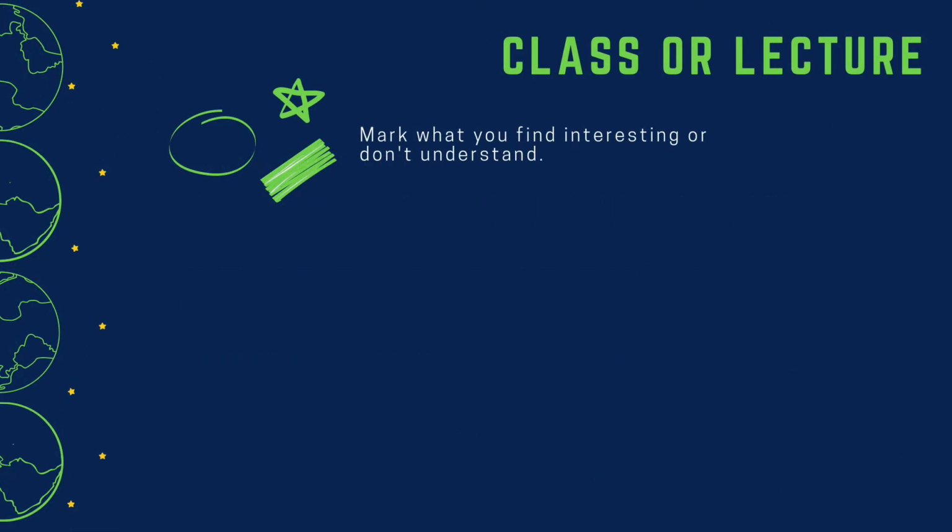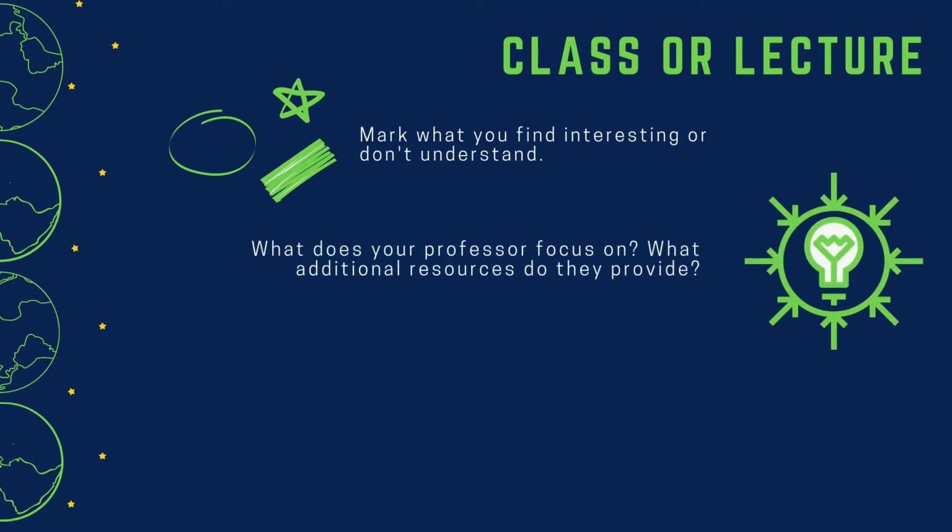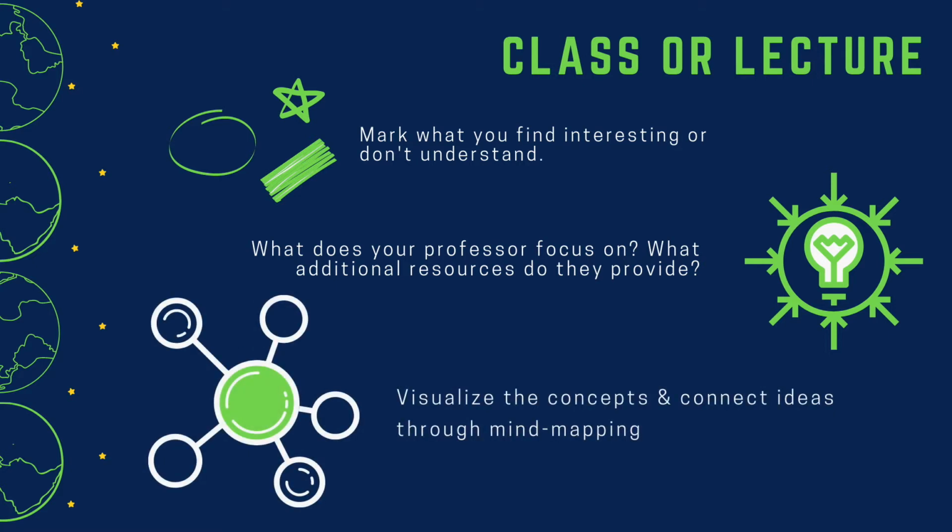In class or while listening to pre-recorded lectures, you should absolutely circle, star, or highlight that which you find interesting or just even don't understand, and come back to those topics when it's time to write. Always take note of what professors focus on and what additional resources they provide, because that could also help your writing process. If you're not somebody who likes to take a lot of notes, or that doesn't work for you while listening in class, you can also try visualizing the concepts being talked about and connecting these ideas through mind mapping when it's time to brainstorm assignments.